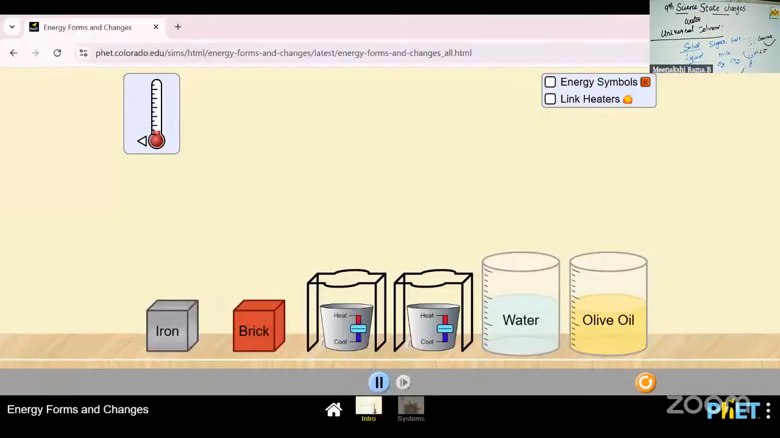So from this simulation, we see there are different kinds of solids and different kinds of liquids. This beaker contains water, this beaker contains olive oil, this is brick and this is iron. And then two heat particles. When we raise this place, it means the particles are heated. This is the thermometer. We want to identify the temperature level.